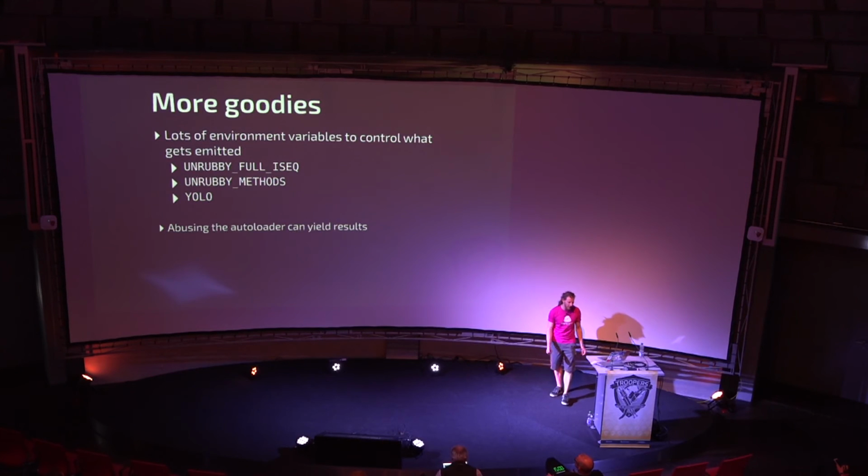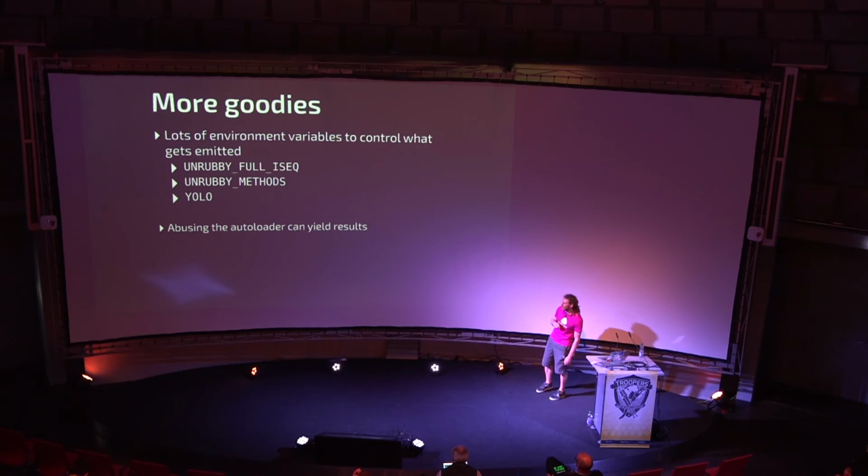So you also get a couple of other things bundled along with it. Unrubby full iseq actually makes it have a stab at parsing the full instruction sequences. This is almost useless in practice, purely because there's a better one now. But if nothing else, it's academically interesting to compare what it winds up with in both cases. There's also unrubby methods, which will decompile method bodies with a different decompiler that seems to be working a little bit better. And finally, YOLO, which turns on all the debug logging. I just litter YOLO comments around the code, and it was only natural that eventually I made them functional.